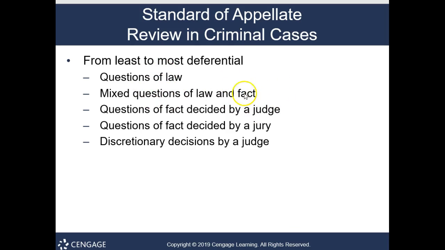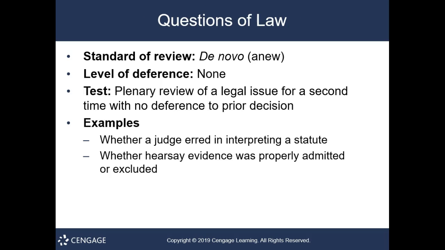Questions of facts decided by a judge are next most deferential. The questions of fact decided by a jury are even more deferential. And discretionary decisions by a judge on procedural matters are very deferential, except in the absence of clear evidence of an abuse of discretion, we will not set those aside.